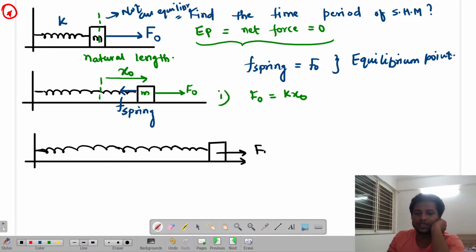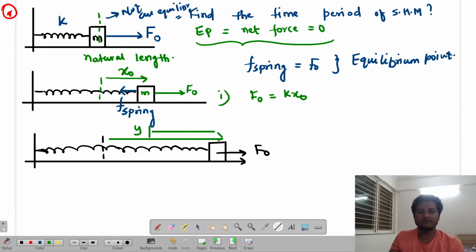Yeah, we are extending it more. Now this was my natural length condition. From here I have displaced by some amount. Let us call this y. क्या बोलेंगे? So from the equilibrium point, if I displace by a distance, how much? X. कितना displacement किया है अपन ने? X. So second step, X is my displacement from equilibrium point.